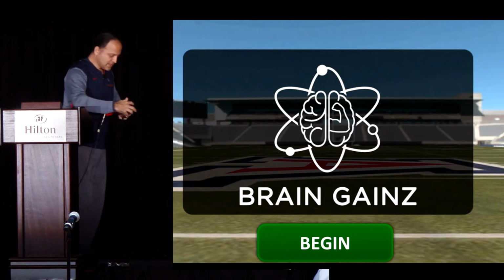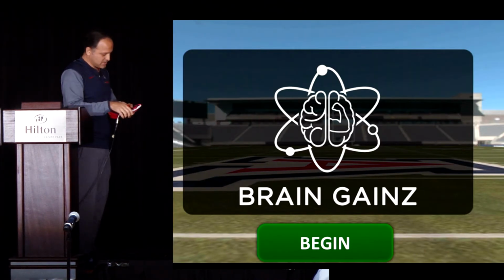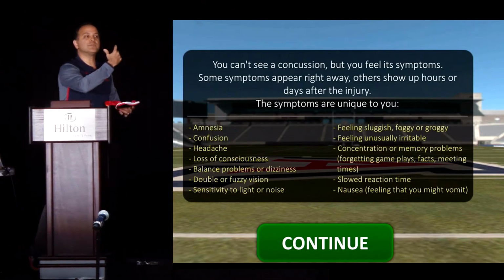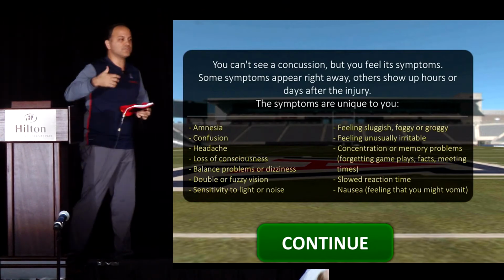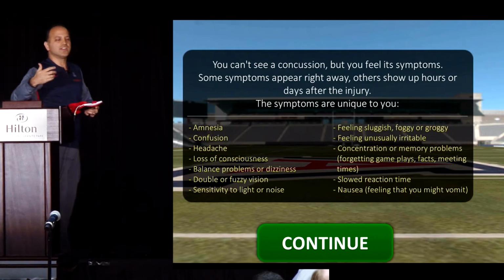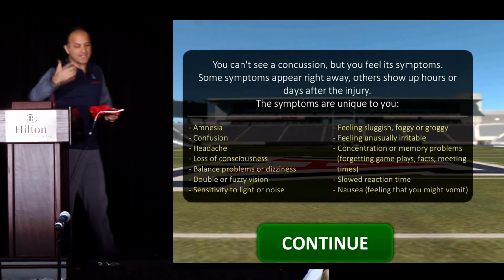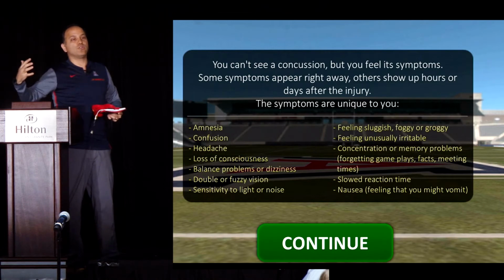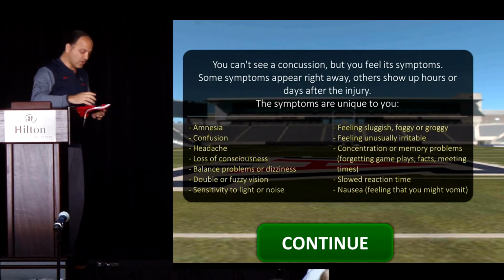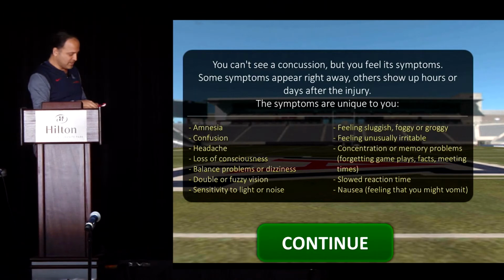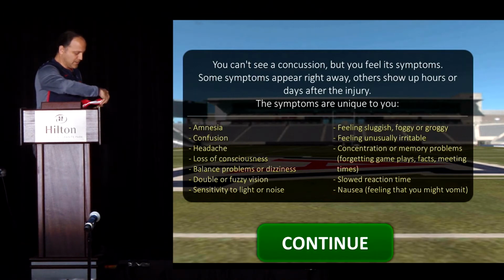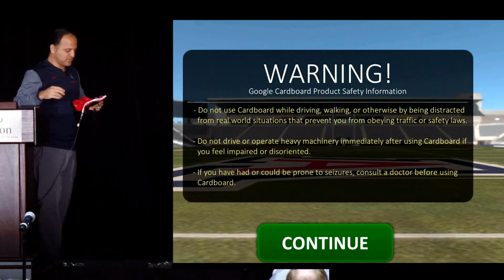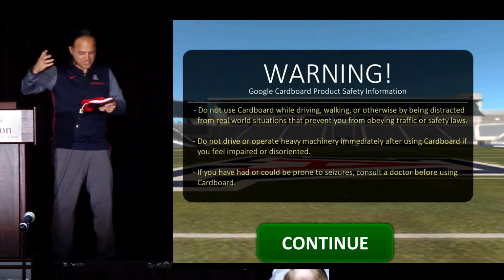Okay, so this is what the app looks like when you start. Of course, we want to list the symptoms so that the user actually gets a little bit of information before they start experiencing them. Now, again, if you get a concussion, you may only experience one or multiple symptoms. So it's hard to predict that because of the complexity of concussions in general. Then, of course, we have our warning, please don't use this while driving or operating heavy machinery, etc.